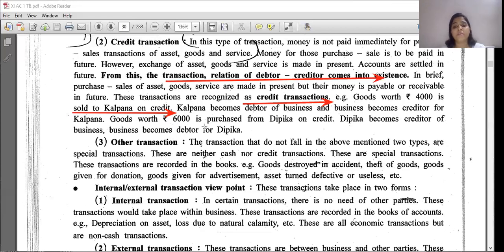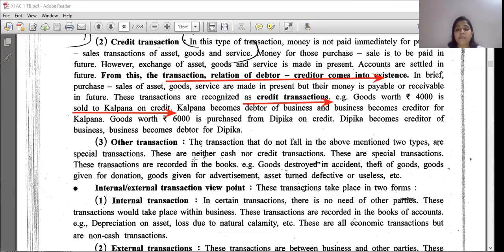Goods worth 6,000 is purchased from Deepika on credit. Deepika becomes creditor for the business. Business becomes debtor for Deepika. Right? So here, other transactions, the transactions that do not fall in the above mentioned two types are special transactions.